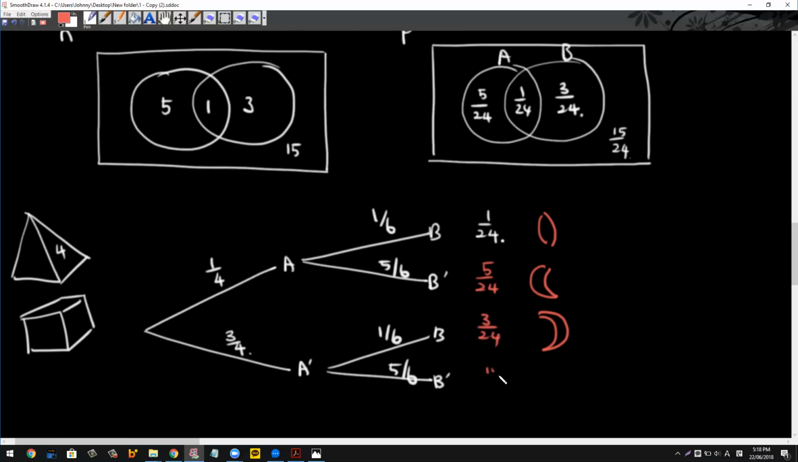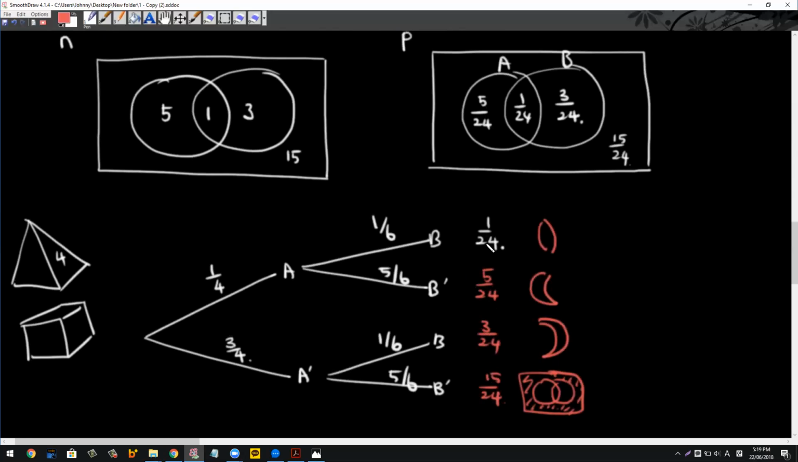And this one is 15 out of 24, right? And that's the outside, all of this. And that's all consistent with this diagram: 1 out of 24, 5 out of 24, 3 out of 24, and 15 out of 24. Okay?